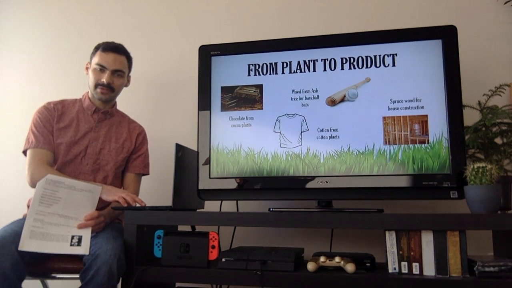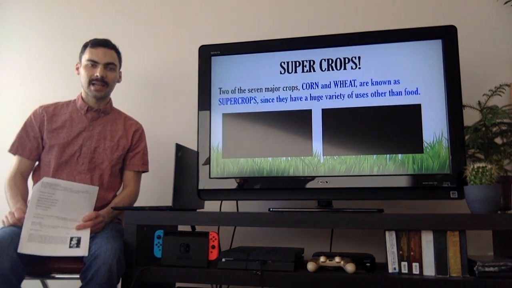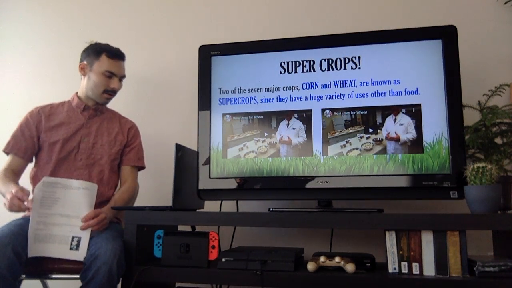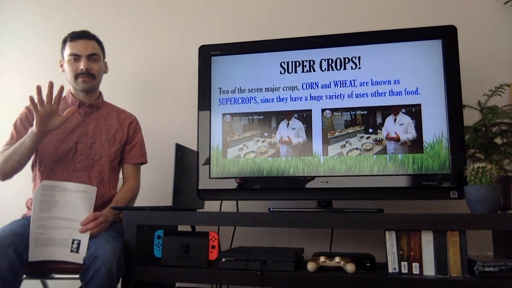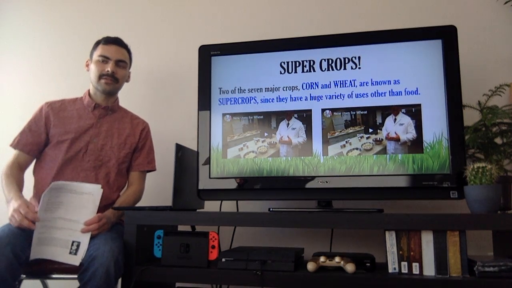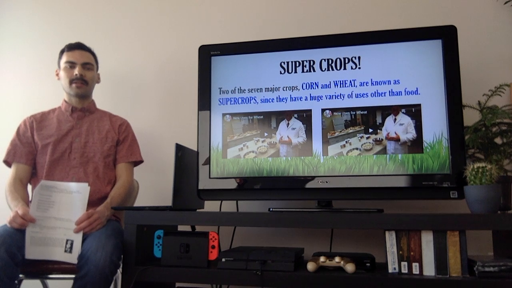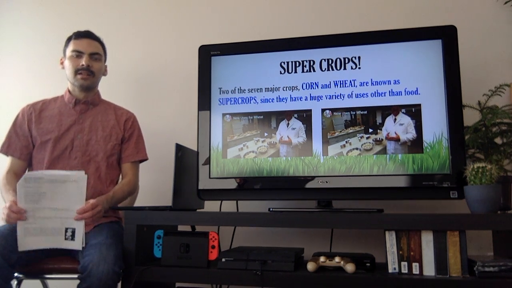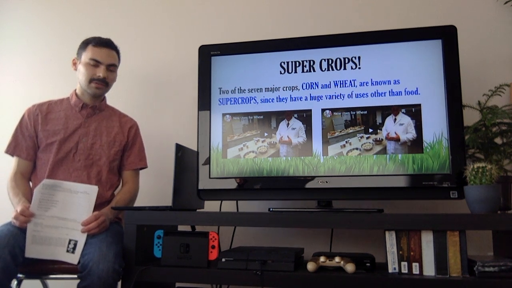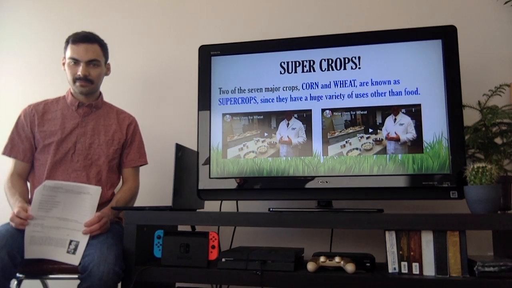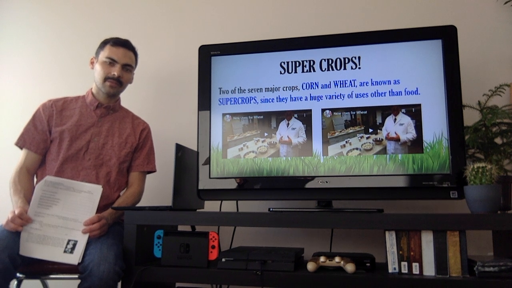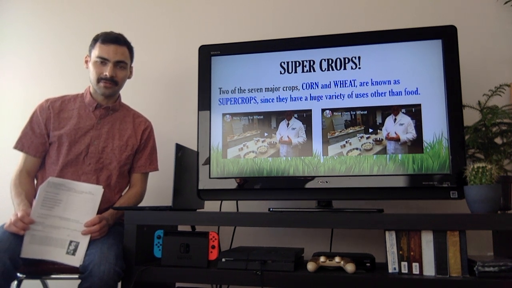I'm going to leave you for this lesson with one last one, and that is super crops. So I said that most of our crops are 7 different types of plants. There's actually 2 of those that are even more common and more commonly used, and they are corn and wheat. They have been grown in huge varieties and used for uses other than just food. Now these 2 videos that are on the PowerPoint right here, I'm going to attach them to the website. I want you to give them a look after you've watched this video and filled out your note package.